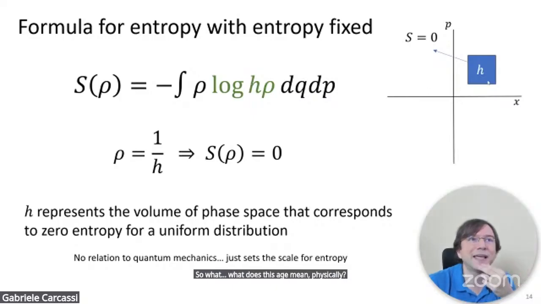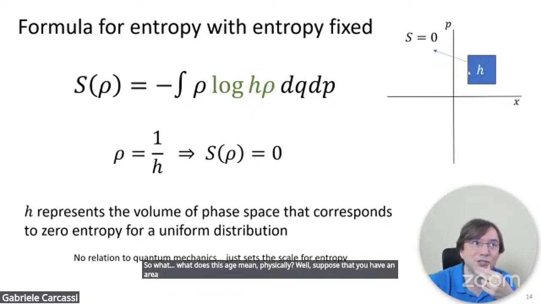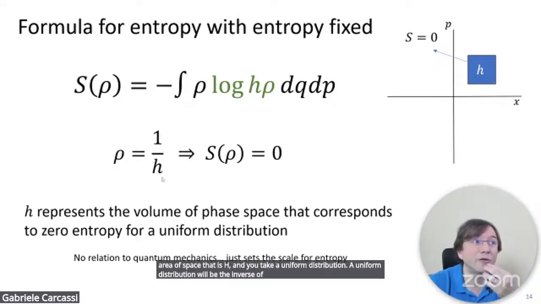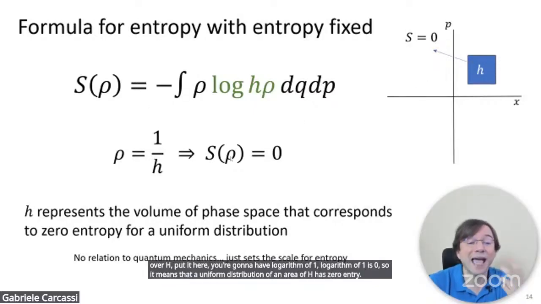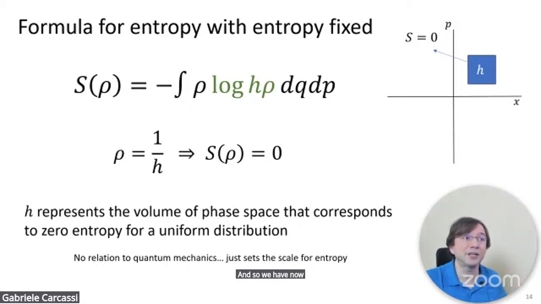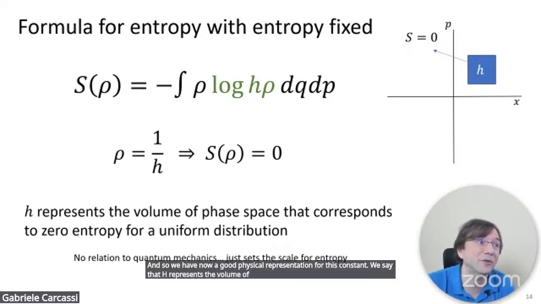Suppose that you have an area of phase space that is H, and you take a uniform distribution. A uniform distribution will be the inverse of the volume, 1 over H. If you take 1 over H and put it here, you're going to have the logarithm of 1, and the logarithm of 1 is 0. So a uniform distribution over an area of H has 0 entropy. And so we now have a good physical representation for this constant. We say that H represents the volume of phase space that corresponds to 0 entropy for a uniform distribution.